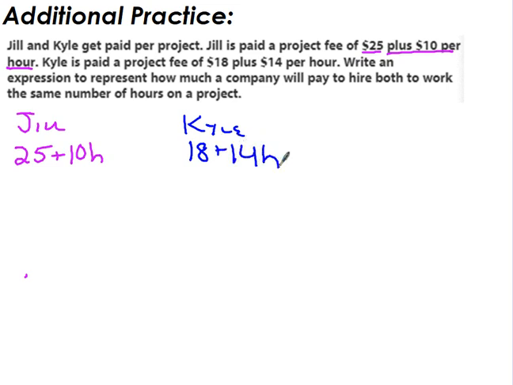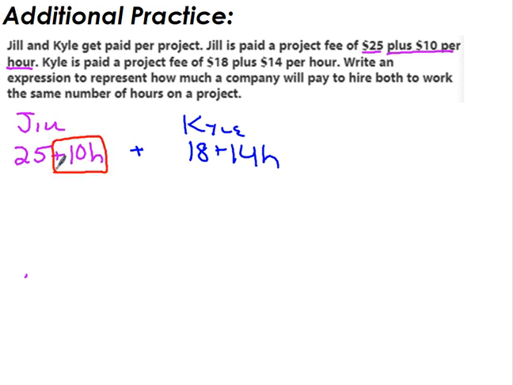Write an expression to represent how much a company will pay to hire both to work the same number of hours on a project. So I want to know if a company hired both these people to do the same project together. That means we're going to add them together. So I'm adding Jill with Kyle. So this is where, again, I want to combine my like terms.